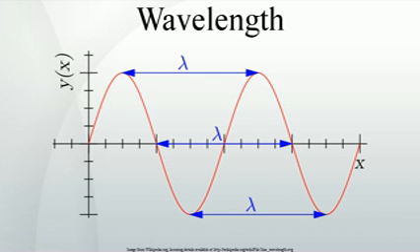Assuming a sinusoidal wave moving at a fixed wave speed, wavelength is inversely proportional to frequency of the wave. Waves with higher frequencies have shorter wavelengths, and lower frequencies have longer wavelengths. Examples of wave-like phenomena are sound waves, light, and water waves.